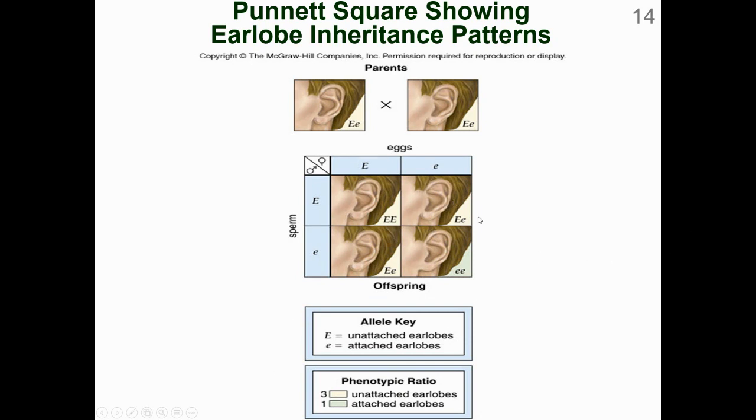And here we can see again, heterozygote for two of them has the same phenotype as homozygote dominant. So I have a 3-to-1 ratio of the dominant phenotype of unattached earlobes. So 3 unattached earlobes to every 1 attached earlobes, or 75% of the offspring. You have a 75% chance of getting offspring with unattached earlobes. Or if I wanted to talk about genotype, it would be 25% homozygous dominant, 50% heterozygote, and 25% homozygous recessive.